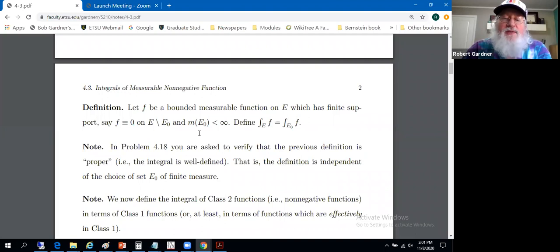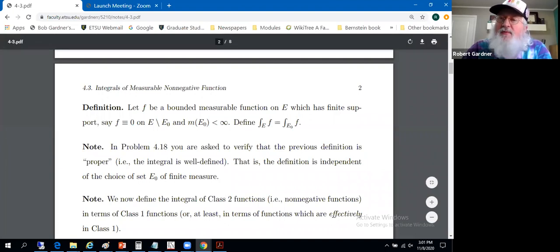So this is potentially not well defined. It shouldn't depend on how set E sub 0 is chosen. And that's what you're asked to show in problem 4.18.